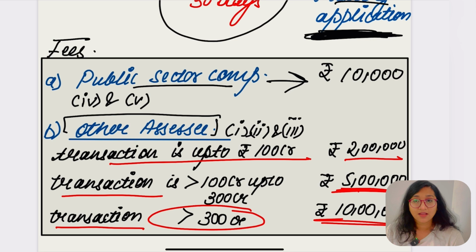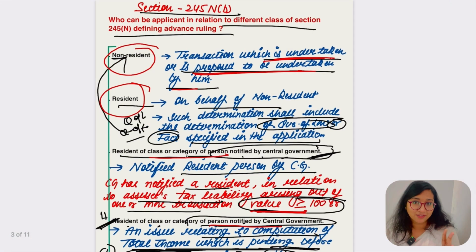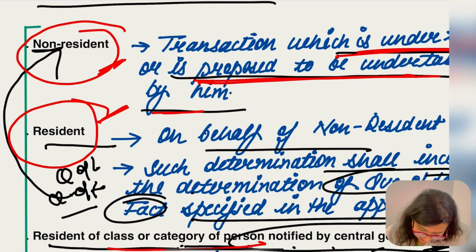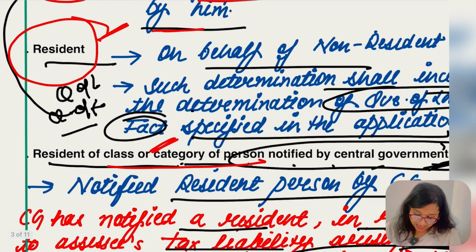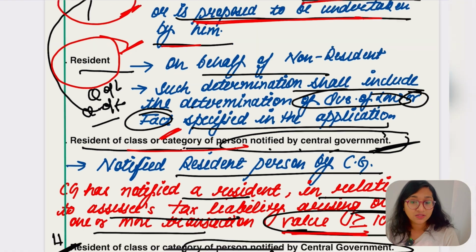Okay, what if the transaction is more than 300 crore? In that case the application fees is going to be 10 lakh. So 2 lakh, 5 lakh, 10 lakh, for up to 100 crore, then 100 to 300 crore, and more than 300 crore. Is it clear? So the other applicants are of the first, second, third condition. Okay, so let's go and see these 1, 2 and 3. We are talking about this non-resident, resident and the person who is notified by central government, that is a person who is having a transaction of more than 100 crore.